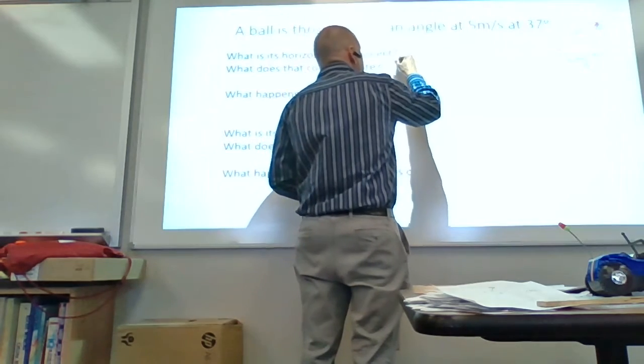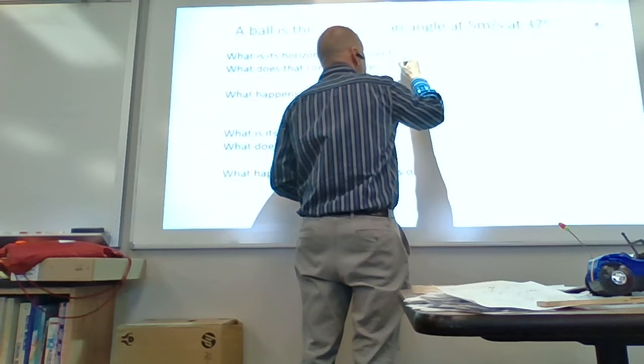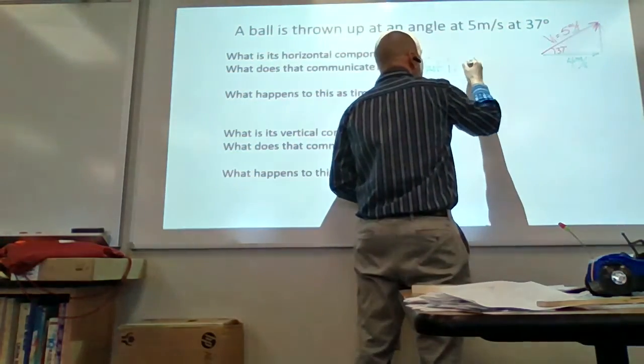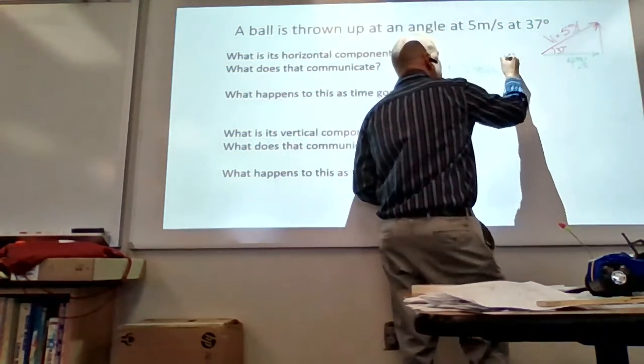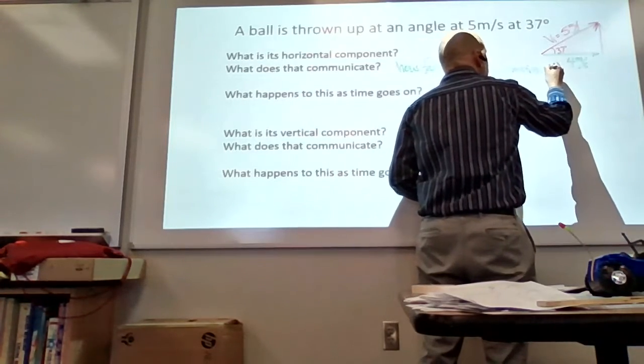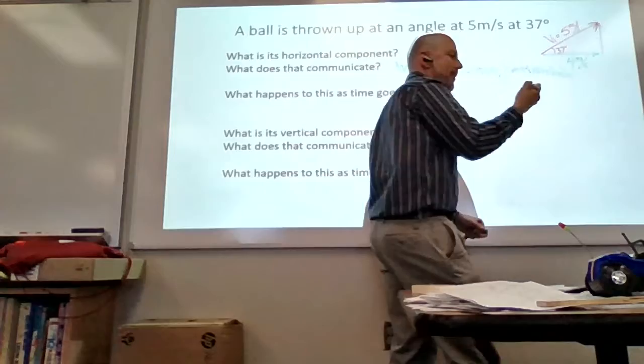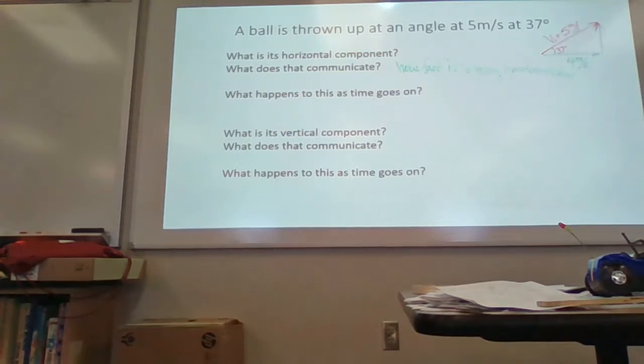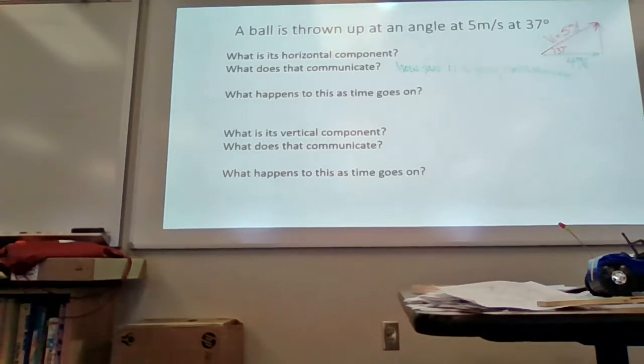Beautiful. This is how fast we're going horizontally. Tell your neighbor what happens to that velocity, 4 meters a second, over time. If I throw this at 5 meters a second at 37 degrees, what happens to the 4 meters a second over time as time passes?